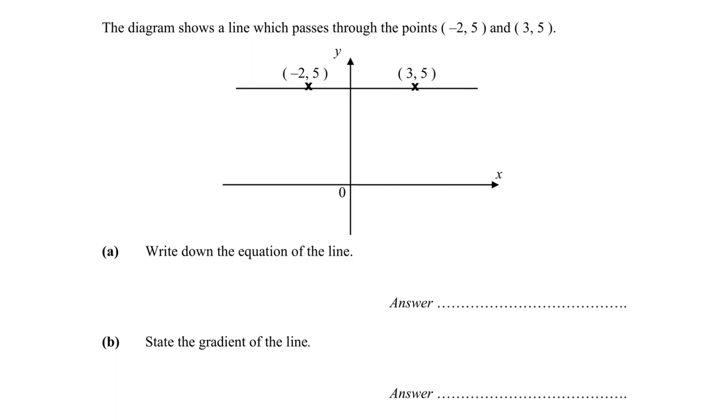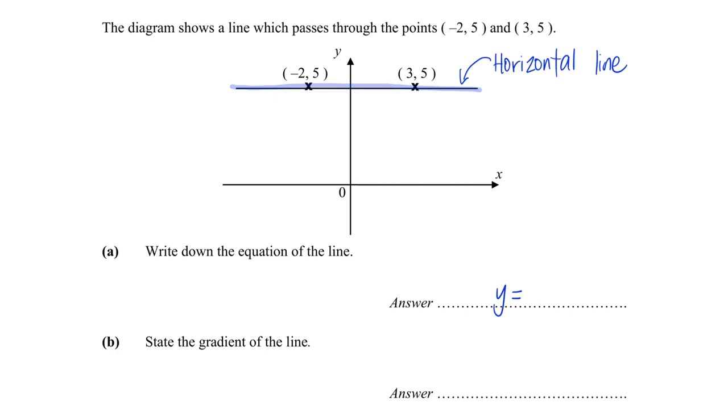Hello everyone, welcome to this part where we are given a diagram that shows a line that passes through these 2 points, -2.5 and 3.5. One thing to take note of is that this happens to be a horizontal line. And for all horizontal lines, the equation is simply y equals the y coordinate.